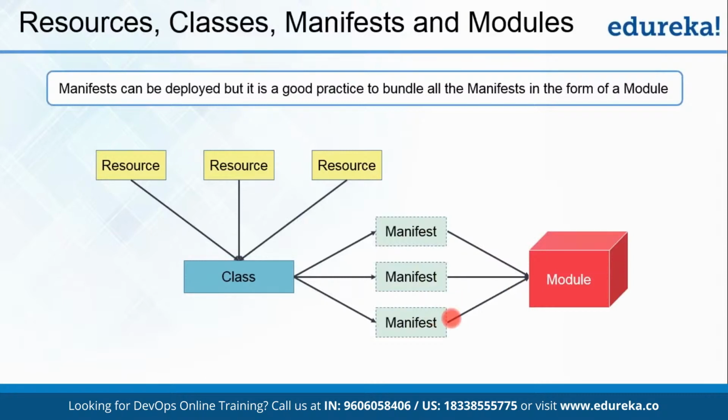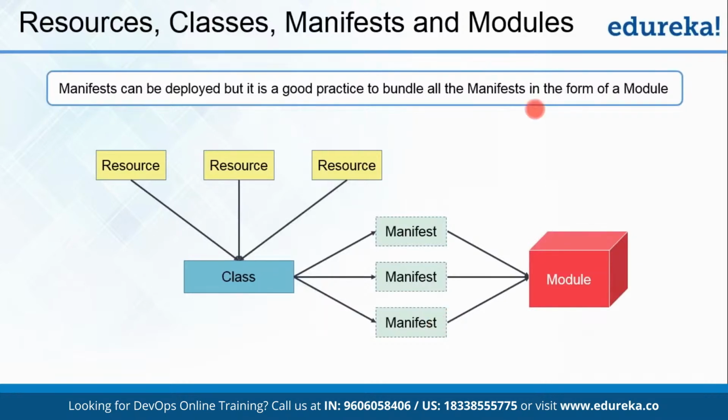Now, let me tell you guys, it is not mandatory that you combine the resources and define a class. You can actually deploy the resources directly. It is good practice to combine the resources in the form of classes, because it becomes easier for you to manage. The same goes for manifests as well, and I'll tell you how to do that. You can write Puppet code and deploy that onto the nodes. At the same time, it is not necessary to bundle the manifests in the form of modules. But if you do that, it becomes more manageable and more structured, so it becomes easier for you to handle multiple manifests.